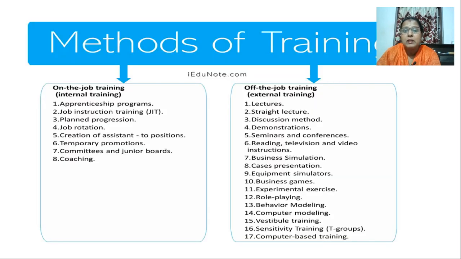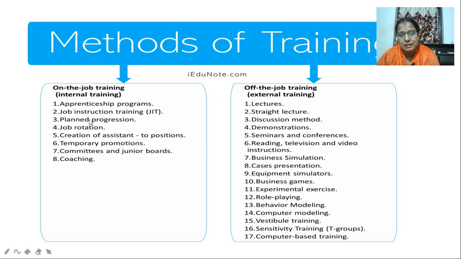Now coming to this, we have two things here. When we talk about methods of training, we have on-the-job training and off-the-job training. On-the-job training is nothing but internal training, whereas off-the-job training is external training. Now let's see about on-the-job training.